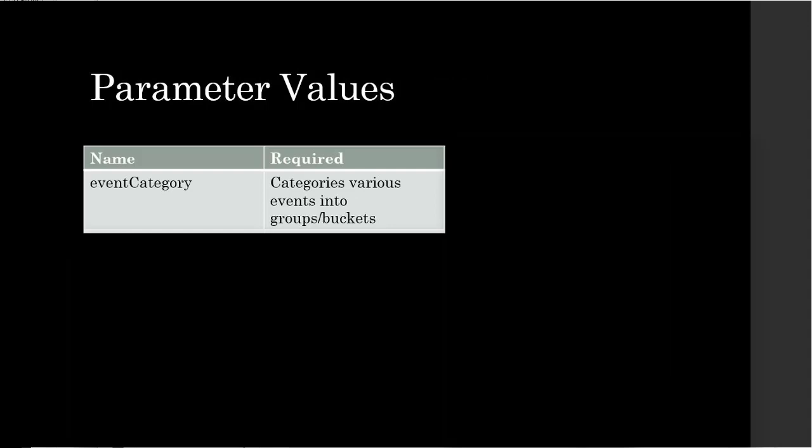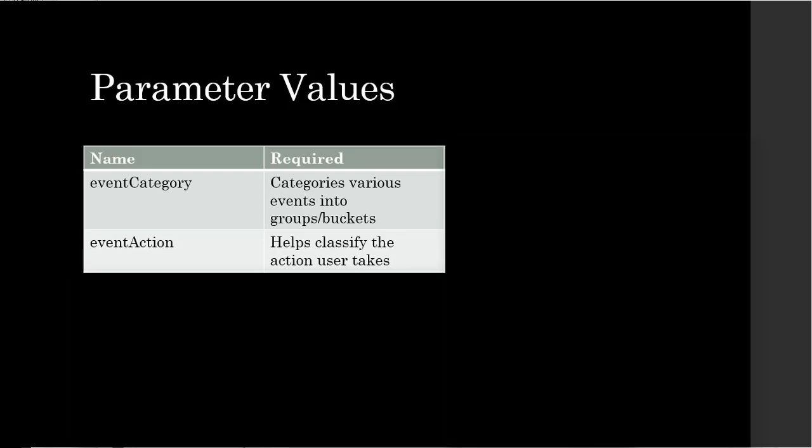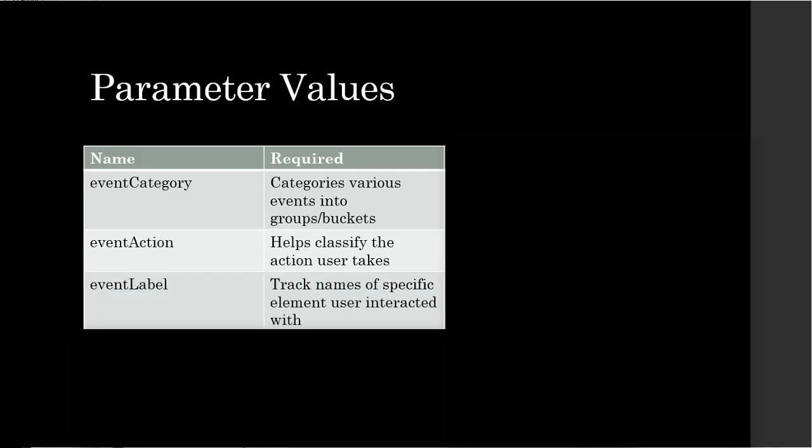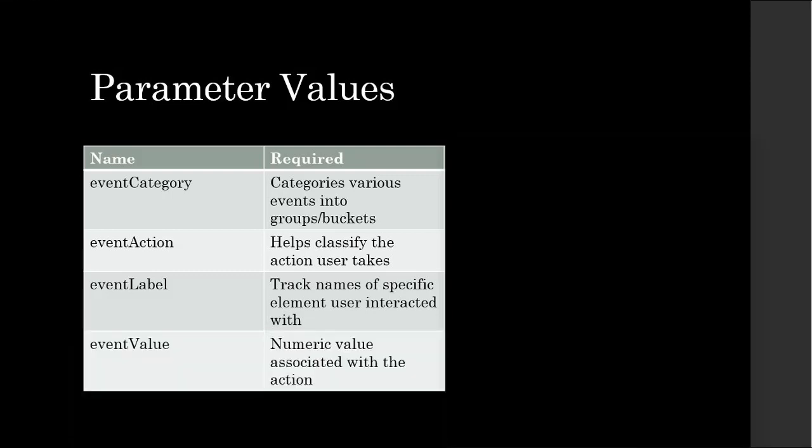Event category value allows you to categorize all these events into buckets. Action is an action that user takes within that category. Event labels can help you identify the specific element that the user took action on. An event value is a numeric value that you want to assign to that event.